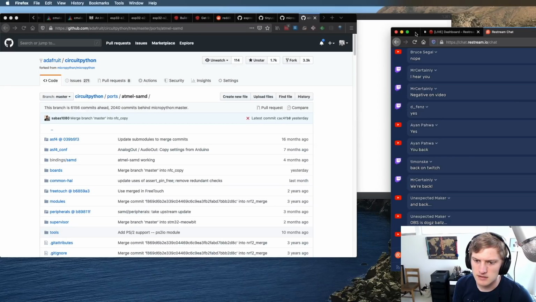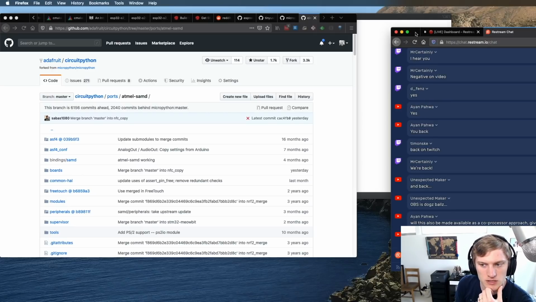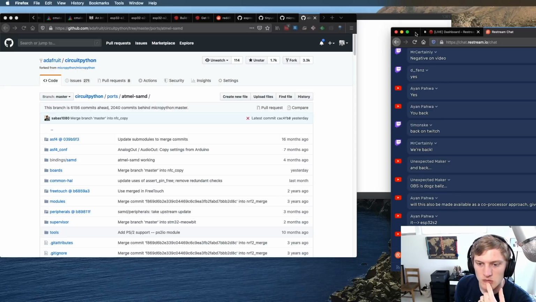So Ian asks, will this also be made available as a coprocessor approach, given it's cheaper than the ESP32? Right. So the way that we do Wi-Fi now is by having an ESP32 as a coprocessor. The question is, will we have the ESP32-S2 as a coprocessor as well? It's not our top priority.